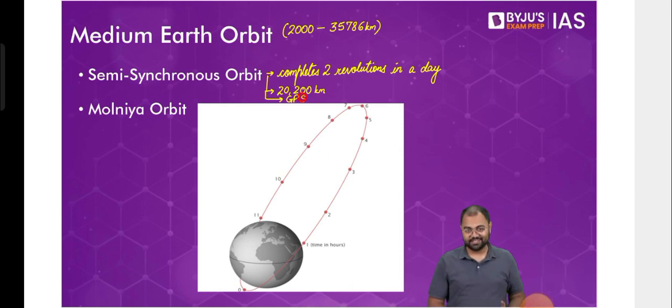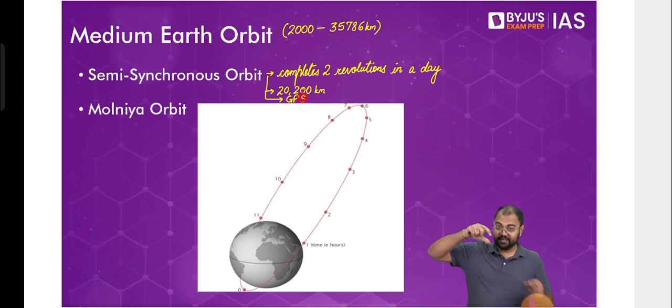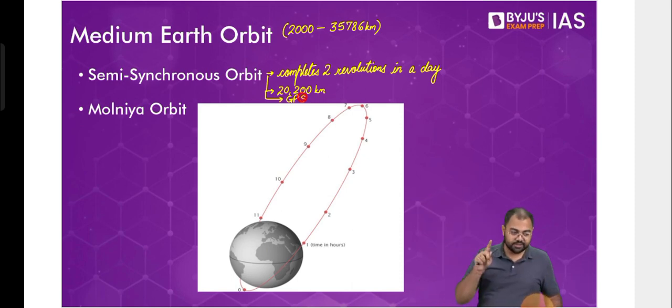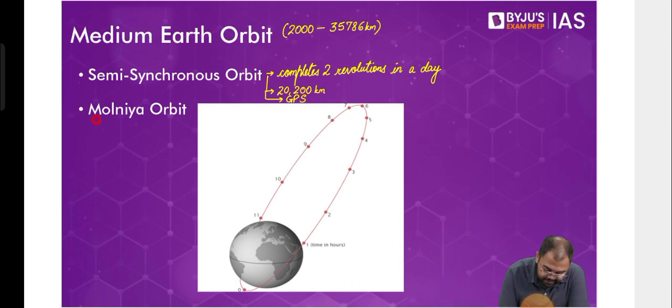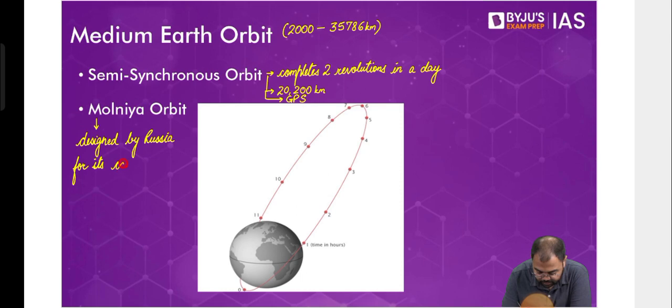Now, the second orbit is a very interesting orbit, the Molniya orbit. And the picture that you see here is of the Molniya orbit. Now, just understand this, as you can see, it is a highly eccentric orbit, right? It is a very highly elongated ellipse, correct? Now, this Molniya orbit was designed, or we also say invented, by Russia. It was designed by Russia for its communication needs.